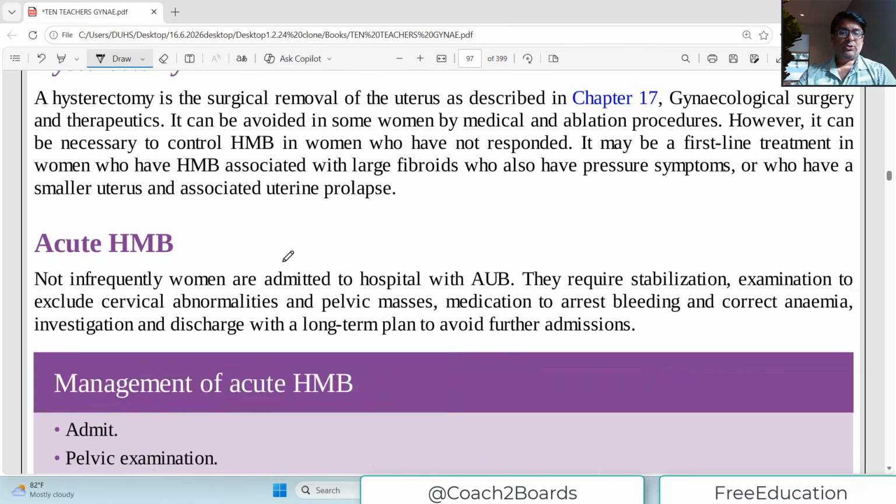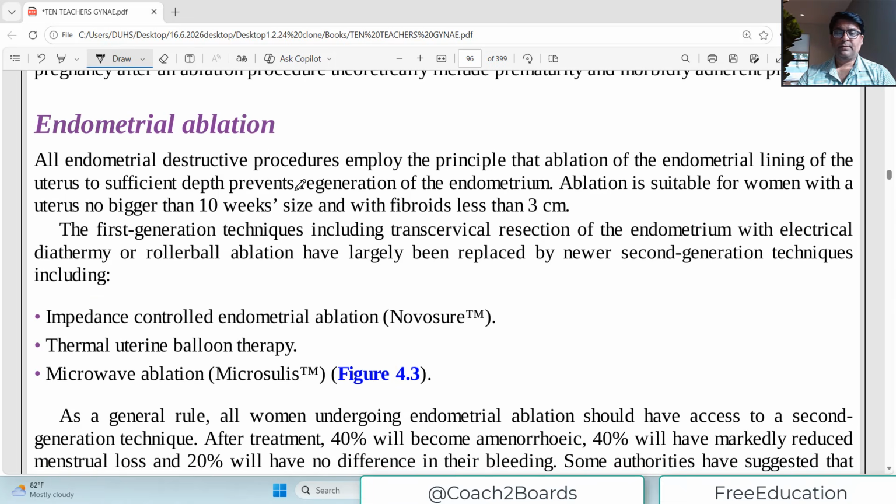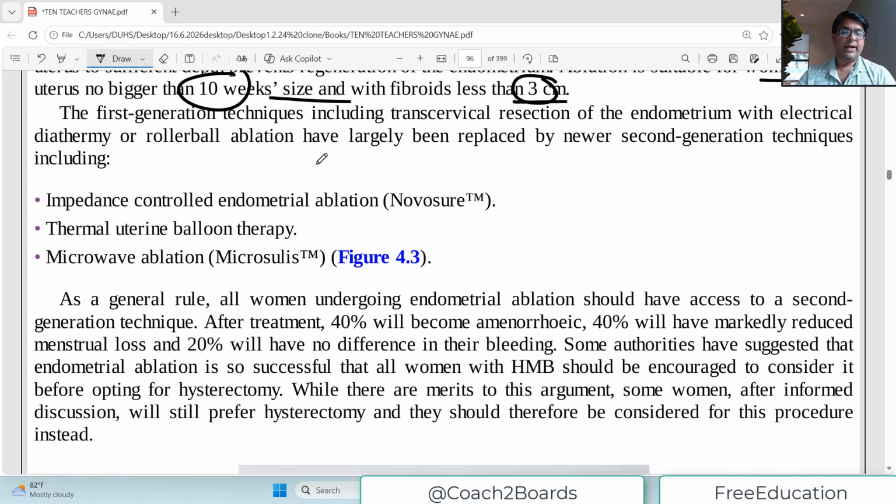Then there is an option which is known as ablation. Ablation is basically you are burning the blood vessels. So all endometrial destructive procedures employ the principle of ablation of the endometrial lining. This is where the blood comes from, and this should be sufficient to stop the bleed and also to allow endometrial regeneration. Ablation is suitable for women with a uterus no bigger than 10 week size and fibroids less than 3. If it is more than this, then you will have to do surgery, so you have to remember this, okay?